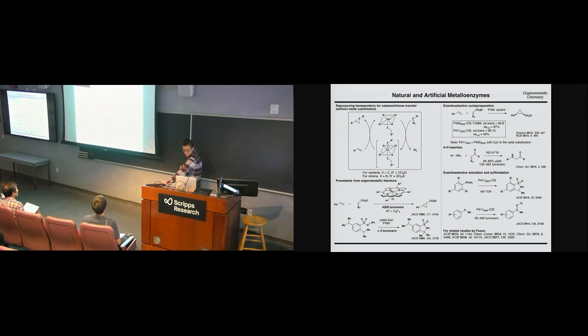And I should also mention that the Fasan group at Rochester has also developed very nice complementary methods to do the same type of reactions by using the myoglobin scaffold.